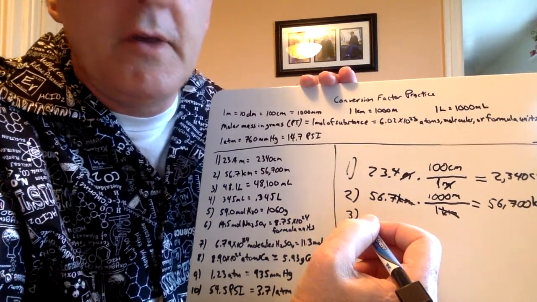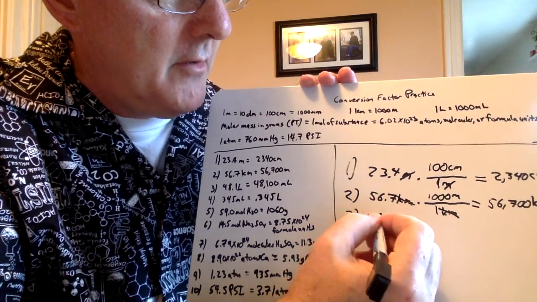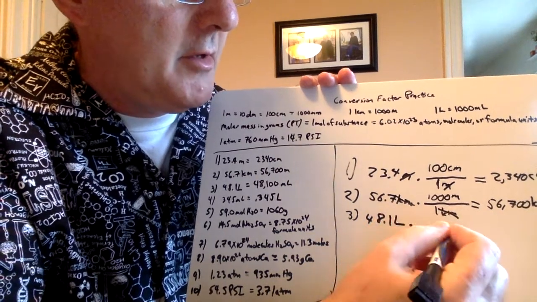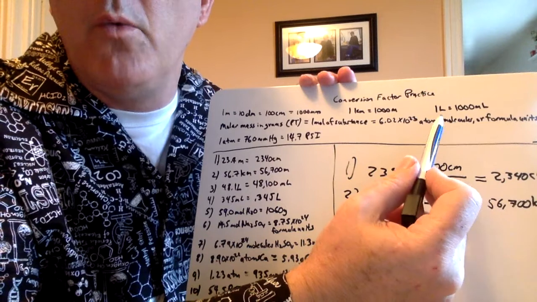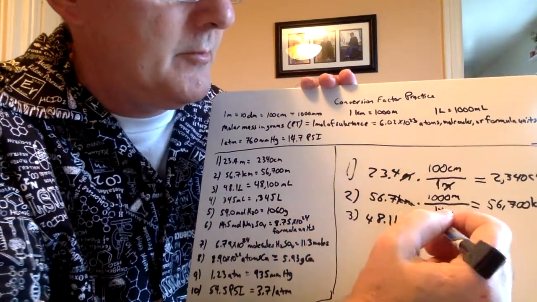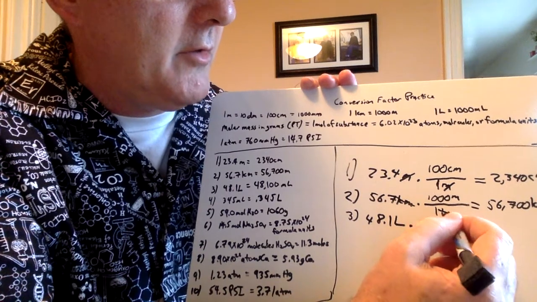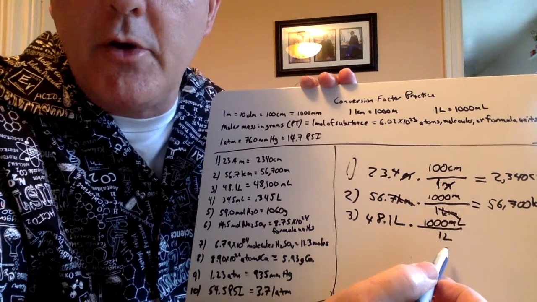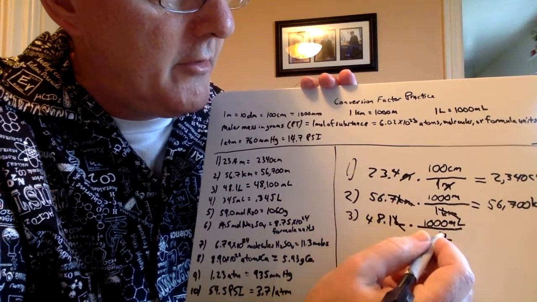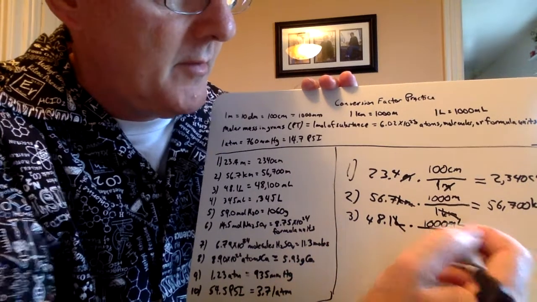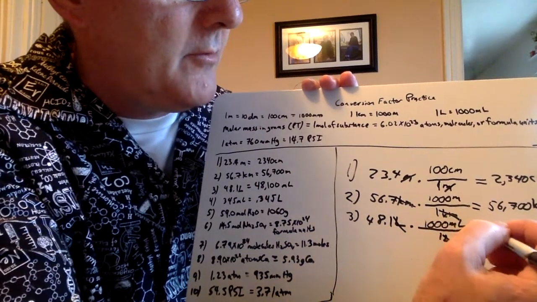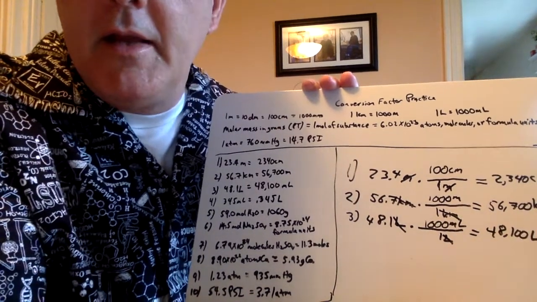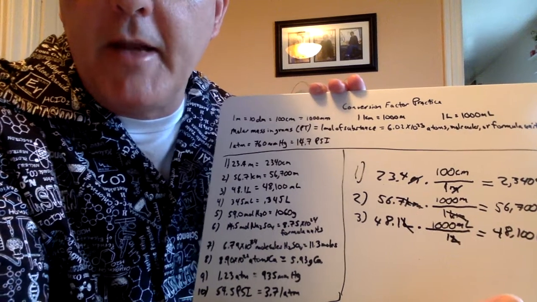Okay, problem 3. 48.1 liters changed to milliliters. We're changing to milliliters. So we look up here, we see that 1 liter equals 1,000 milliliters. 1,000 milliliters over 1 liter. Always pick the unit I want to get to on top and the unit I want to get rid of on bottom. I want to get rid of liters because I want to change to milliliters. 48.1 times 1,000 is 48,100 milliliters.